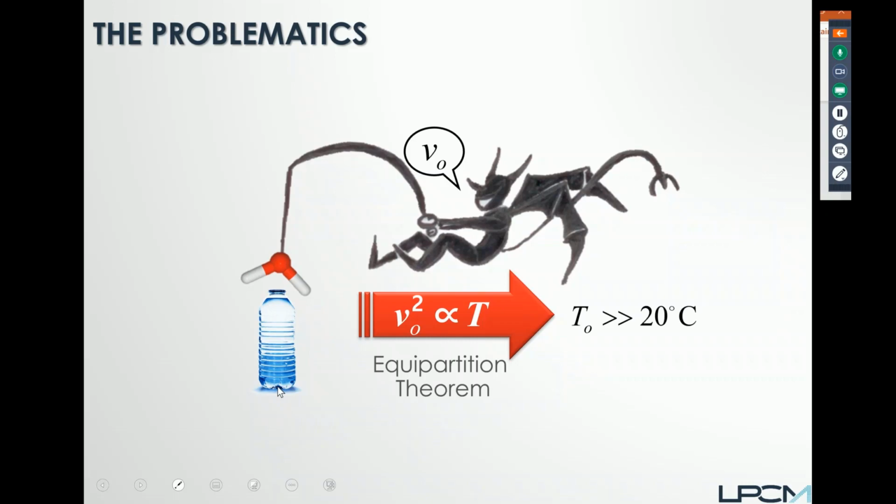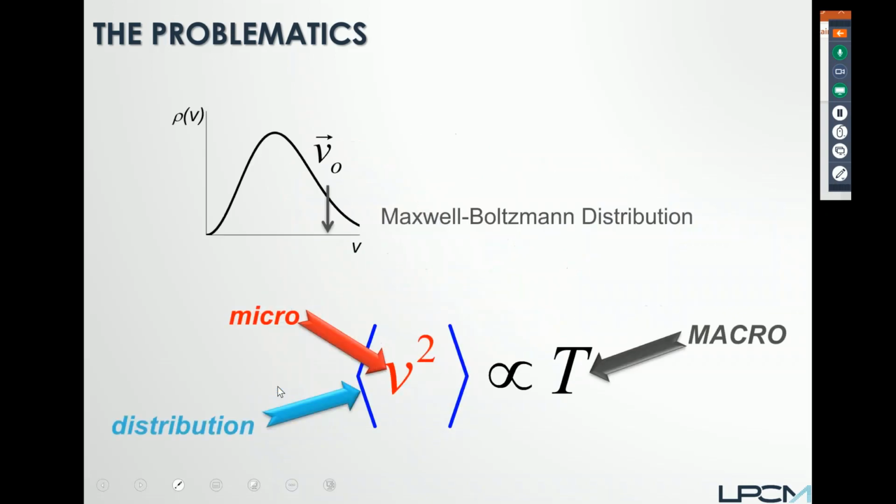He said, oh, wow, the temperature is really higher than 20 degrees Celsius. The problem is the fact that he didn't consider the distribution of all these velocities, in this case, the Maxwell-Boltzmann distribution. So you need to calculate the microscopic property, and after that, you make the distribution, then you can compare to the macroscopic properties, in this case, the temperature.